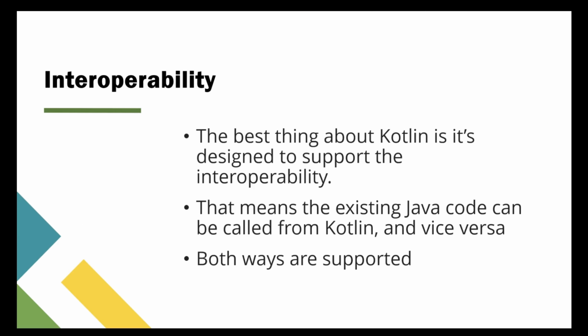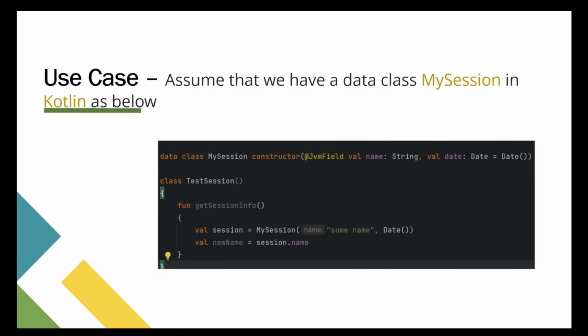Before we start with the JvmField annotation, let's discuss something about Kotlin. The best thing about Kotlin is that it is designed to support interoperability. That means existing Java code can be called from Kotlin, and Kotlin code can be called from Java. It is vice versa, so both ways are supported. Now let us understand this more clearly with an example.